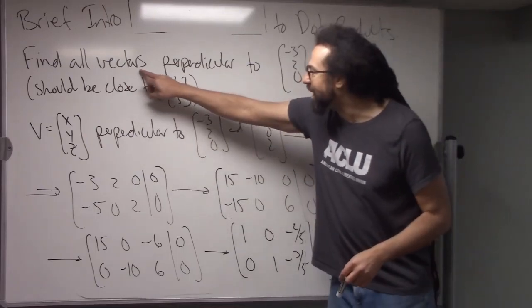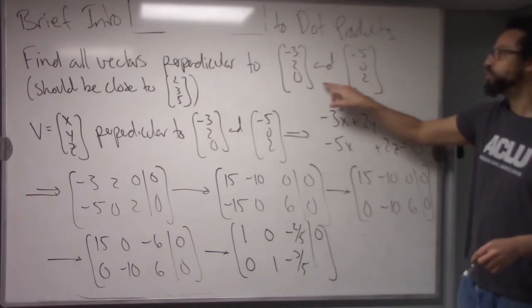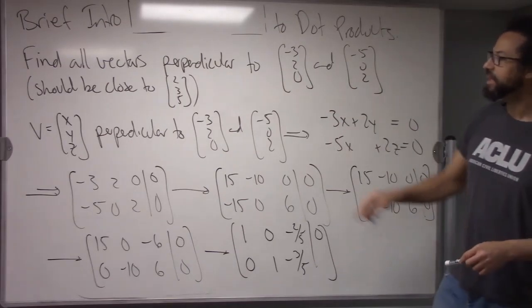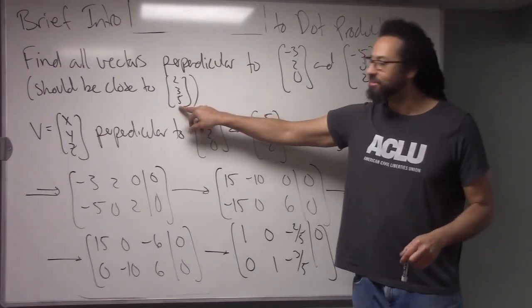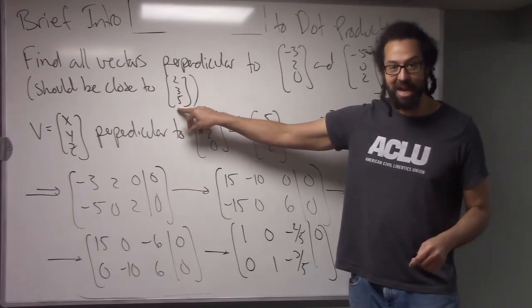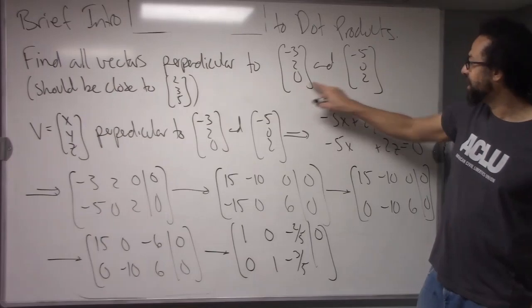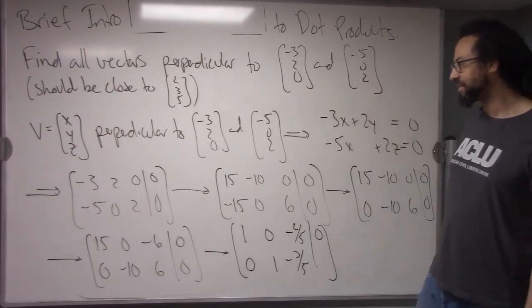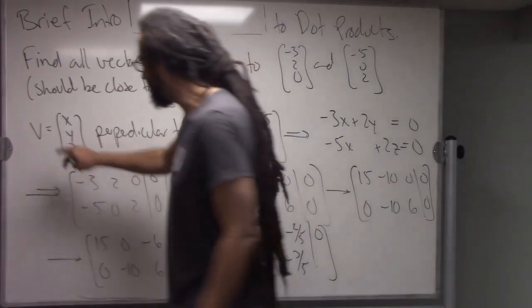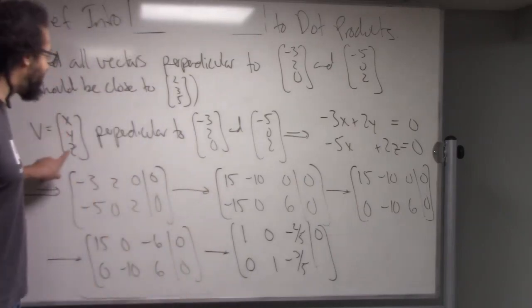So how do we find all vectors perpendicular to two given vectors in R3? It should be roughly the same as that vector 2, 3, 5 that we started out with last time, but let's see if that's right. So if V is perpendicular to both of these things, let's give V a component name. So we'll say it's x, y, z.